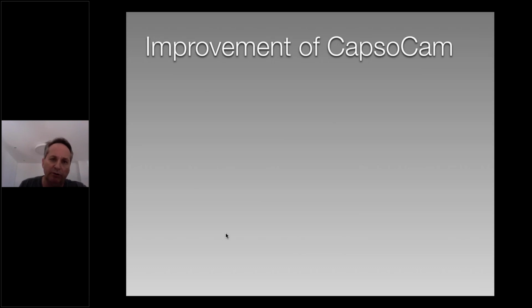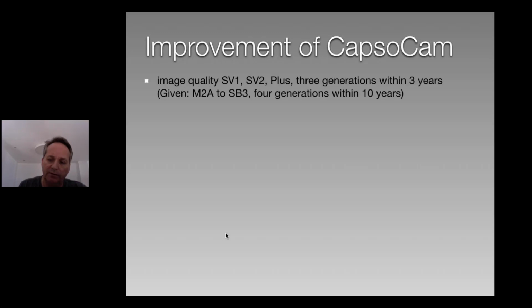So what are the improvements of the CapsoCam since we began in 2012? It's the image quality. We now have the 3rd generation of the CapsoCam, and we got it within 3 years. With the other system, now Medtronic, we have 4 generations, but till the last generation we needed 10 years. We have the fastest download of all the capsule systems, within 12 to 15 minutes.